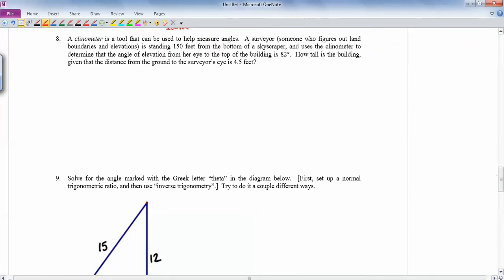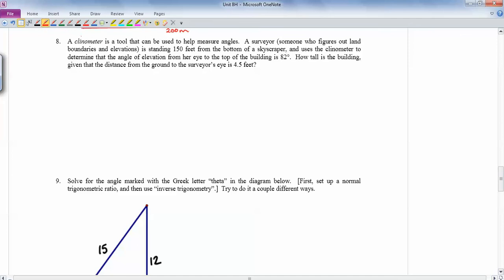So 8 is talking about something called a clinometer. And clin is related to incline. An incline is related to how steep something is. If you change the angle of inclination, you change how steep it is. And meter is measuring. So this is about measuring angles. And what they've got is some surveyor is measuring the height of some skyscraper here. So there's my skyscraper. Here's the surveyor.